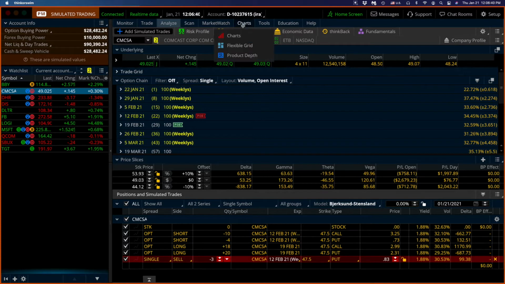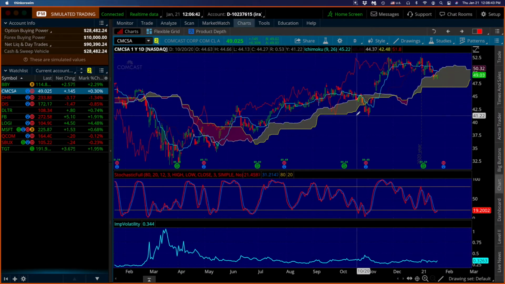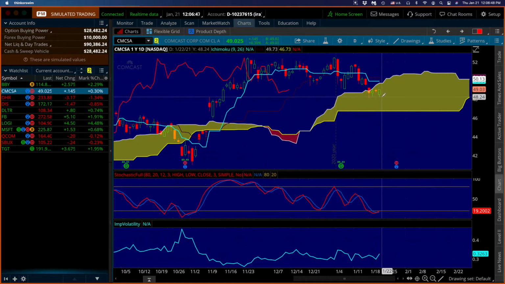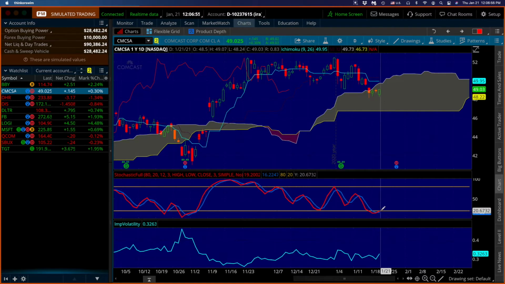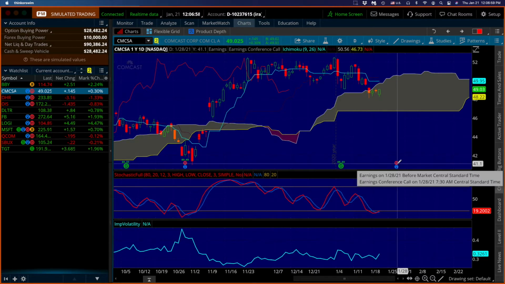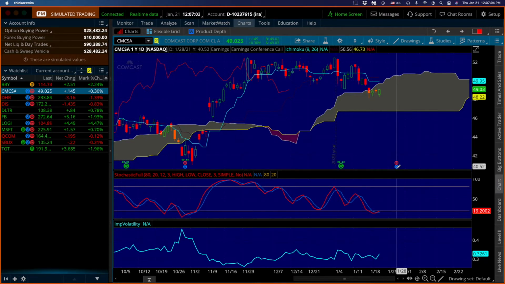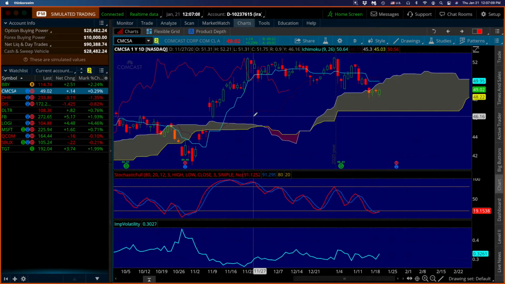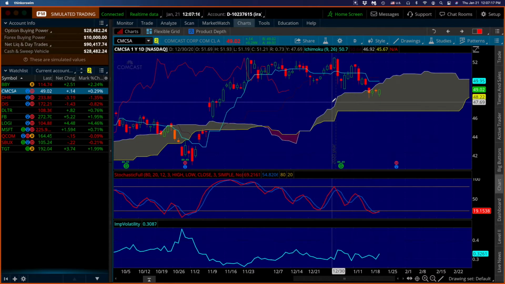Let's go to CMCSA, or this is Comcast. Let's take a look at the chart just by clicking here. It's bottoming out. It's in the Ichimoku cloud, and this is where there is support. The stochastics is about to give us a spike up, but the earnings are coming up. Remember, when your earnings are very close, this is only a week away, which means that by the time we see each other again, earnings will be upon us. So we need to make a decision whether we want to close this trade or not.